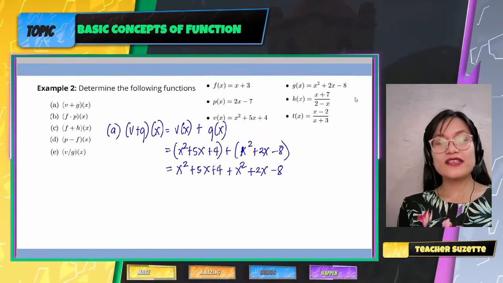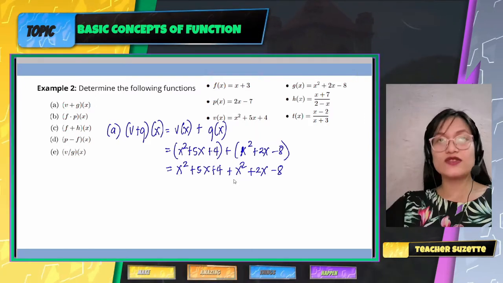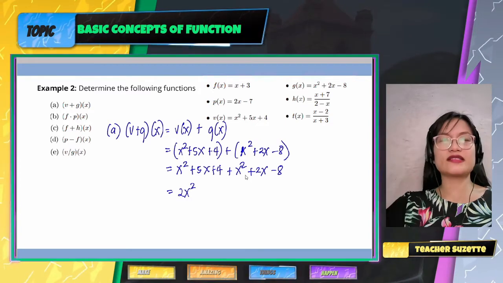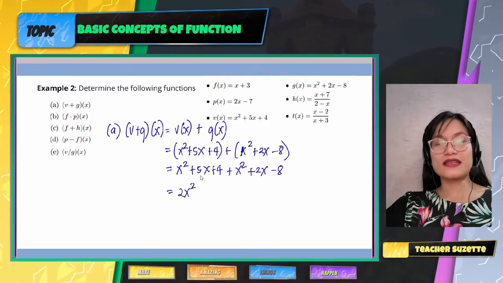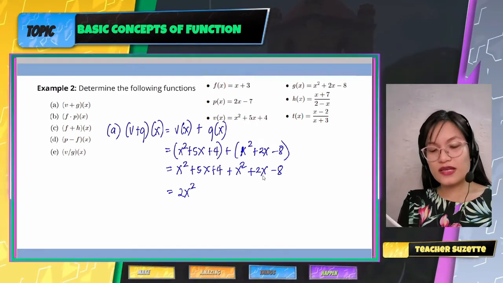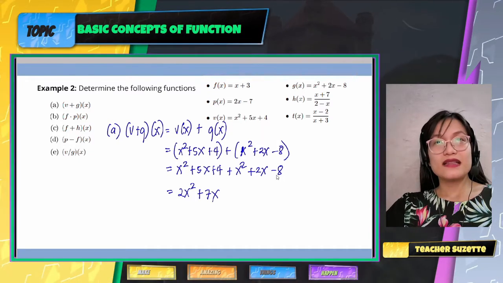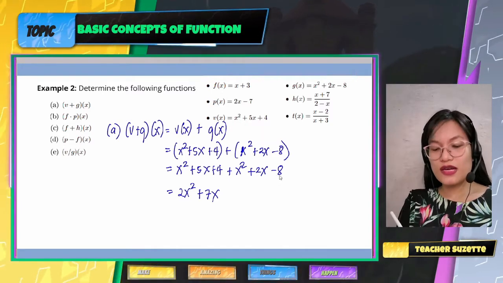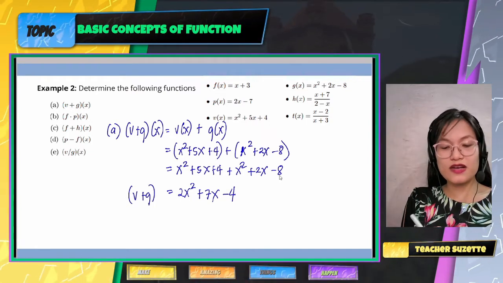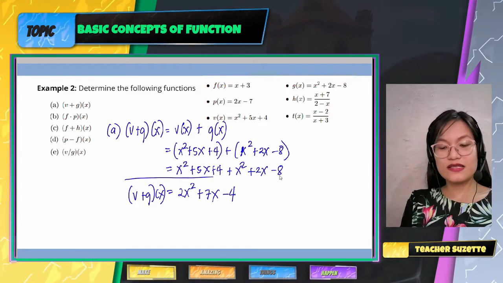Now, to simplify this one, we are going to combine the like terms. So, let's start with our x squared. x squared plus x squared is equal to 2x squared. Next, let's look at the terms with x. So, we have 5x and 2x. Combine them: 5x plus 2x is 7x. Then, last, 4 plus negative 8 is equal to negative 4. So, therefore, for letter A, which is v plus g of x, our answer is 2x squared plus 7x minus 4.